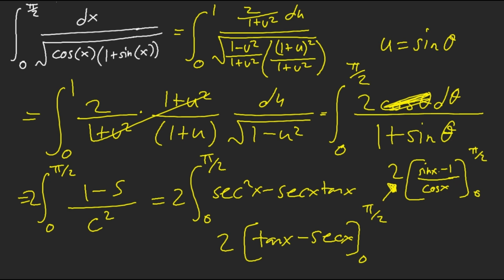L'Hopital's rule, right? This should just be cosine, that's like 0. So plug in pi over 2, I think everything equals 0. Plug in 0, you get 1, but times 2. So the answer is 2. So the answer to this integral is just 2.